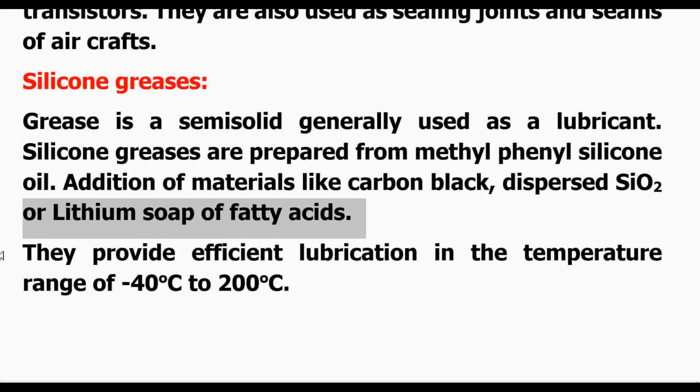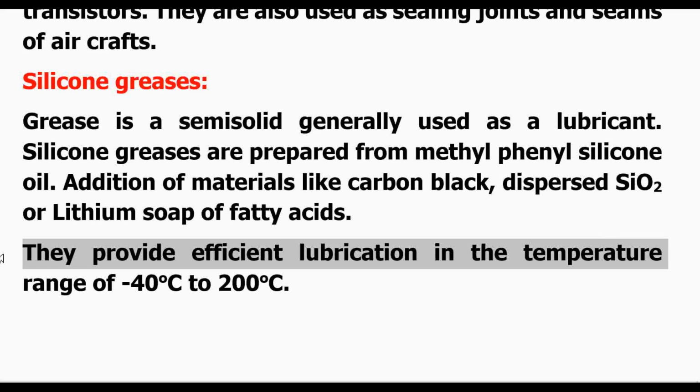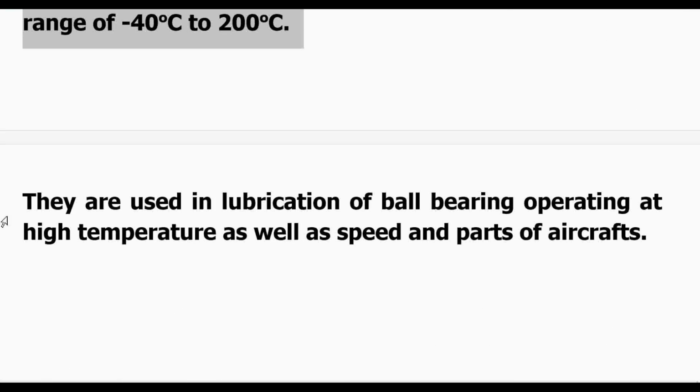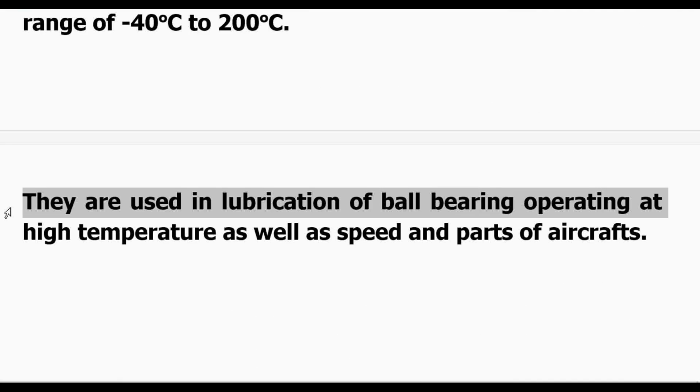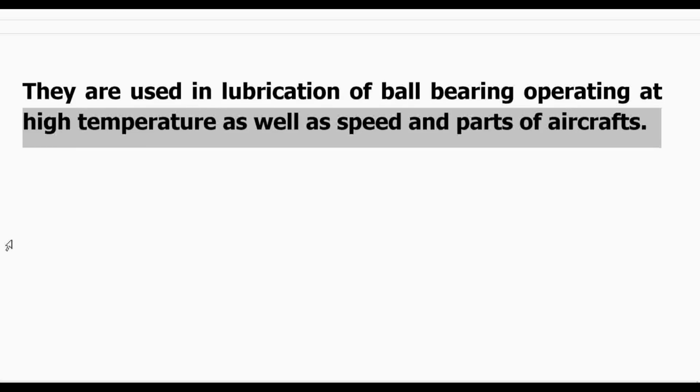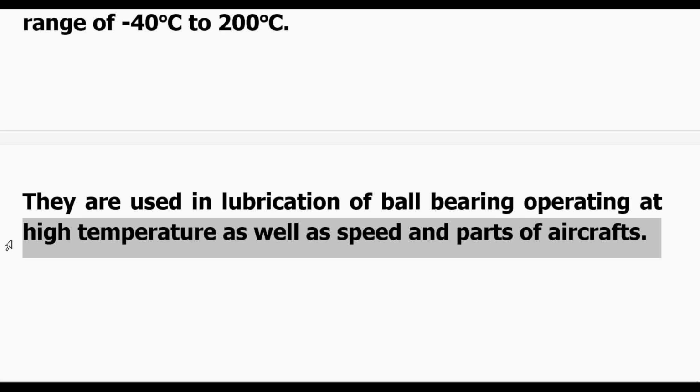These silicone greases provide efficient lubrication in a very wide temperature range from -40 to 200 degrees Celsius. So the silicone greases find application as a lubricant of ball bearings operating at very high temperature as well as very high speeds, which are generally used in different parts of aircraft. So this was something about these silicones, also known as polysiloxanes.